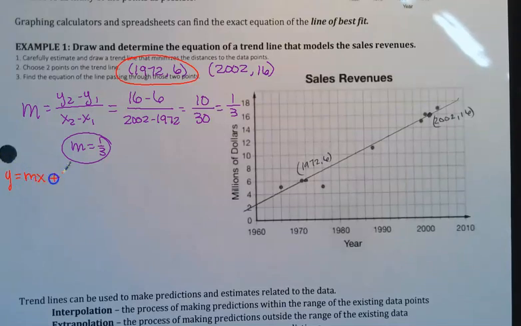Yep, if we want to use y equals mx plus b, then the y would be 6. So we'd have 6 equals, our slope is 1/3. Our x is 1972 plus our b. Okay, so we can solve for B. Great. So 6 equals, what's 1/3 of 1972? 1972 divided by 3.